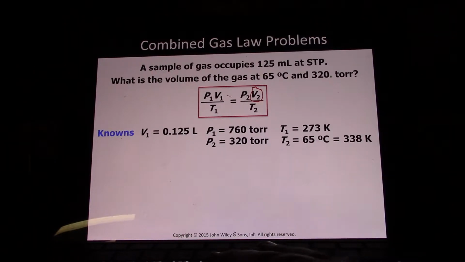So to solve for it, we first cross multiply. Whenever you have something in the denominator down here, you have to cross multiply to get rid of it. So we cross multiply. And we get P1, V1, T2 equals P2, V2, T1.